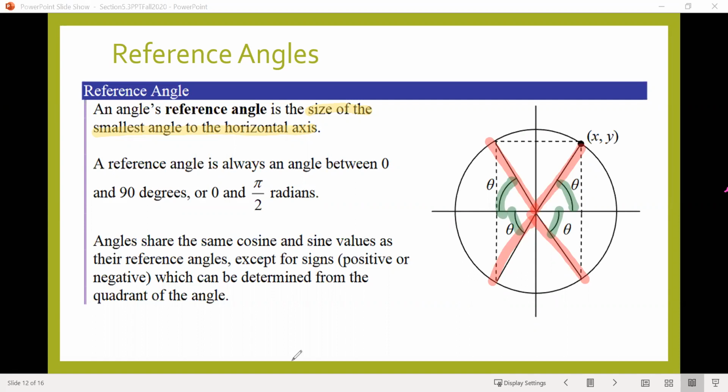And because of that, another thing we see here in the definition, our reference angles are always between 0 and 90 degrees, or 0 and pi over 2 radians. Okay, and reference angles are important because angles share the same sine and cosine values as their reference angles. Now the signs on those sines or cosines might be different, so pluses or minuses, but the values or the absolute value will be the same. So let me show you what I mean for that.